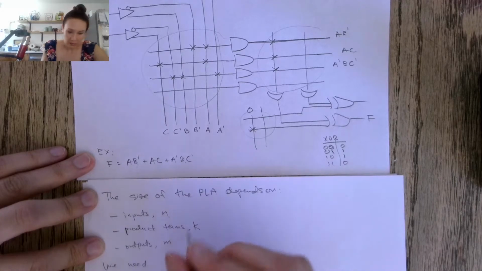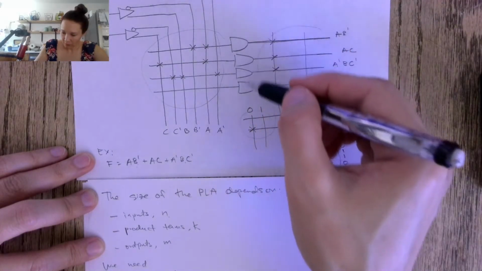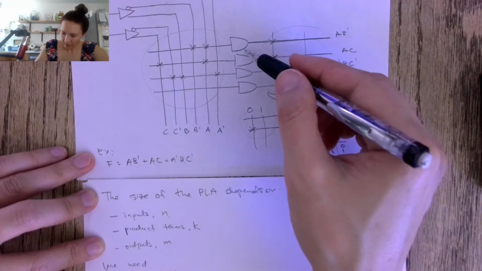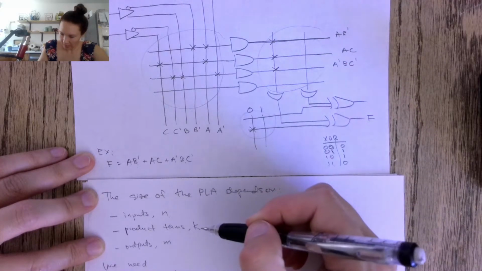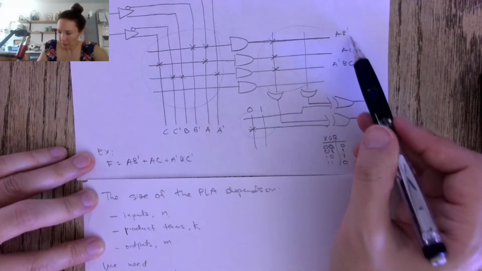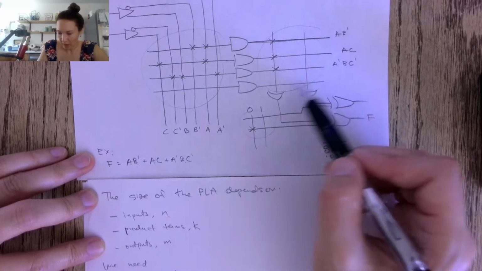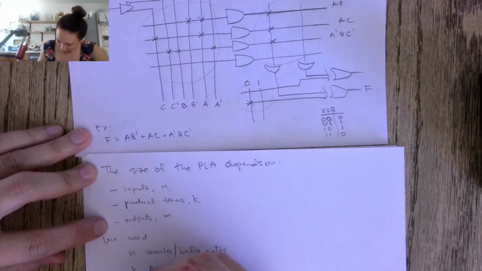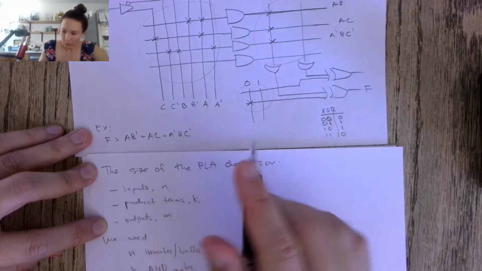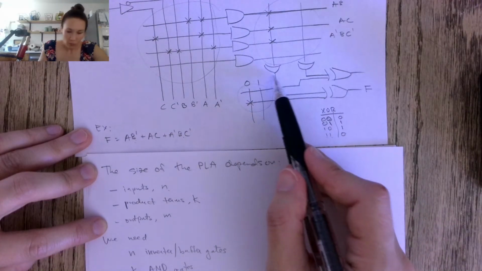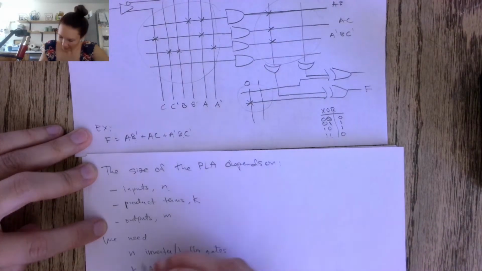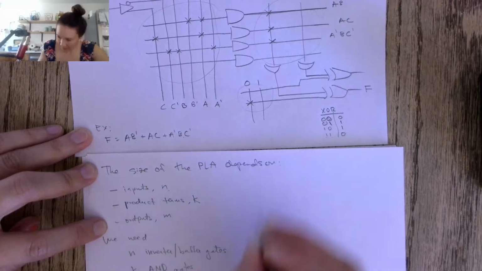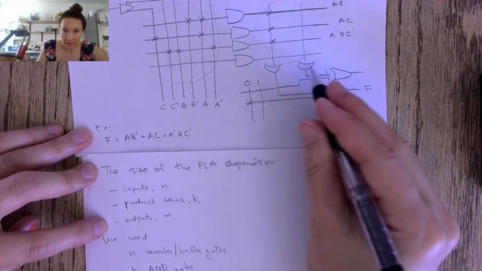And if we have K product terms, we're going to need K AND gates, because each one of our product terms comes out of the output of one of these ANDs. So we'll need K AND gates. And we will need M OR gates. So if we have M outputs, we'll need M OR gates down here, these guys.